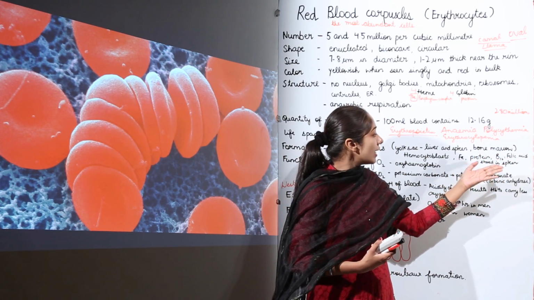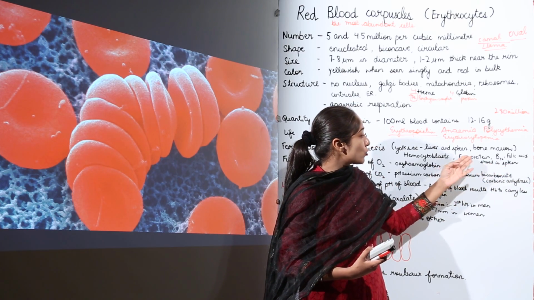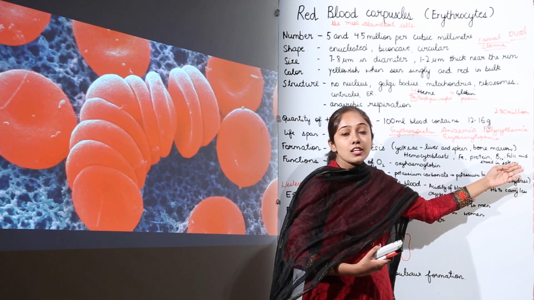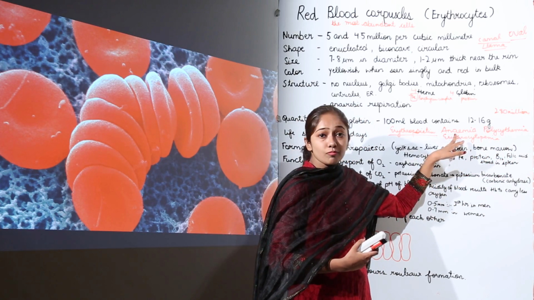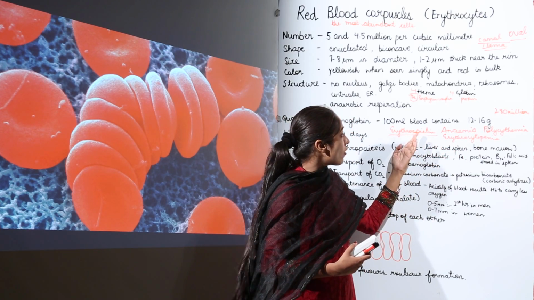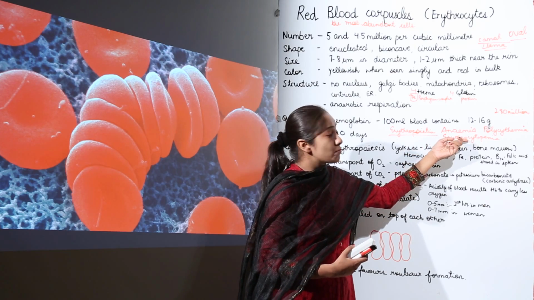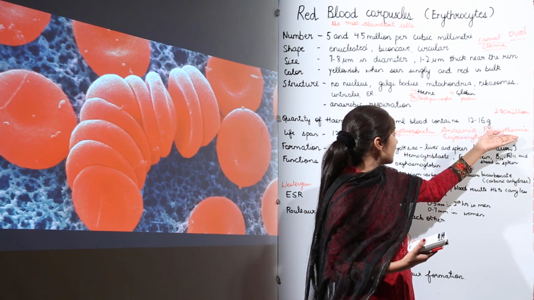The excess of RBCs is stored in what? It is stored in the spleen. And what do we need? We need iron, protein, vitamin B12, folic acid. If there is a deficiency of these, then we can suffer from anemia. If there is a decrease in the number of RBCs, we can suffer from erythrocytopenia. When there is an increase in the number of RBCs, we can suffer from polycythemia.